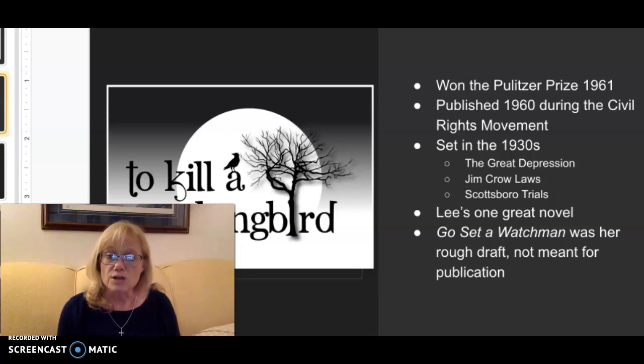The Jim Crow laws were in effect at this time. The Jim Crow laws were a set of segregation laws meant to keep African Americans and white people apart. And they were very racially biased. They were horrible laws that were in place, and they were things that you'll notice throughout the book.